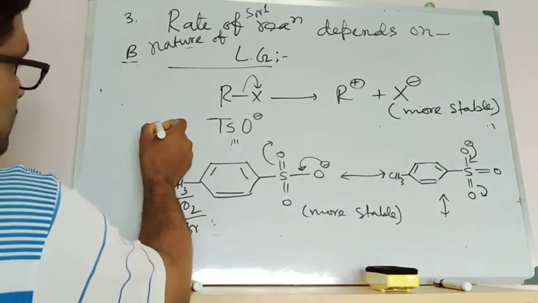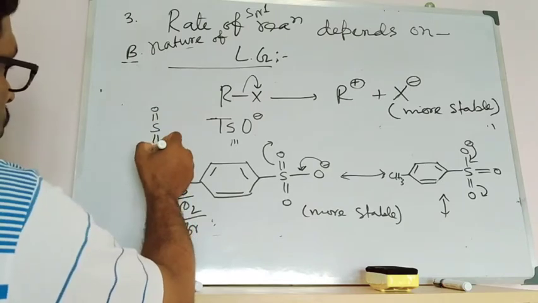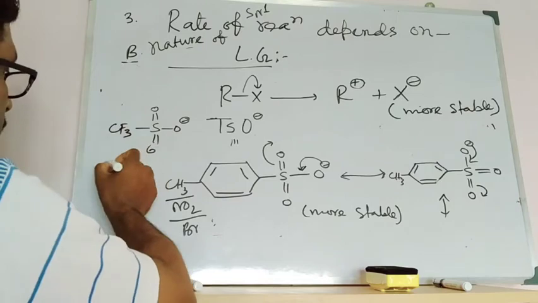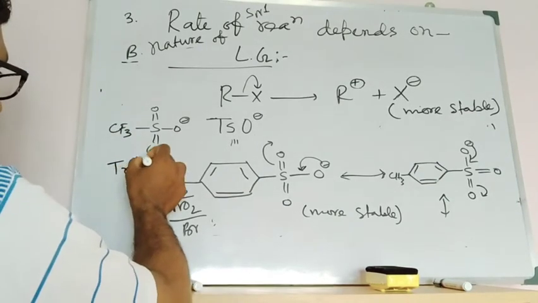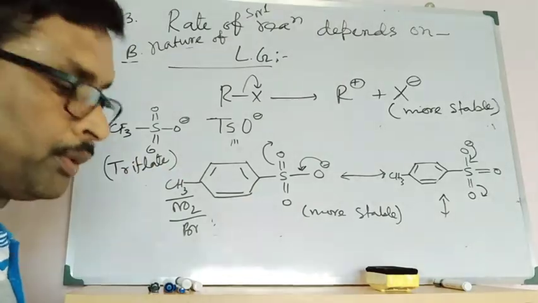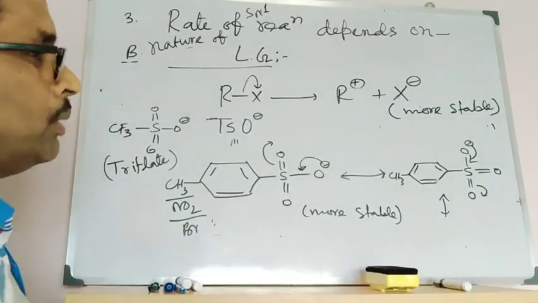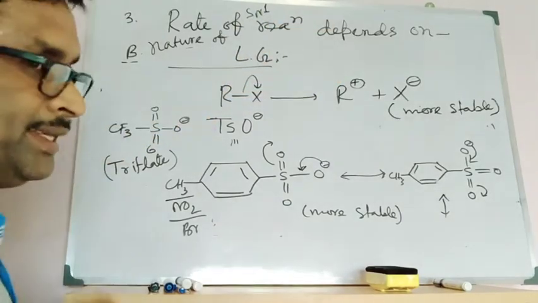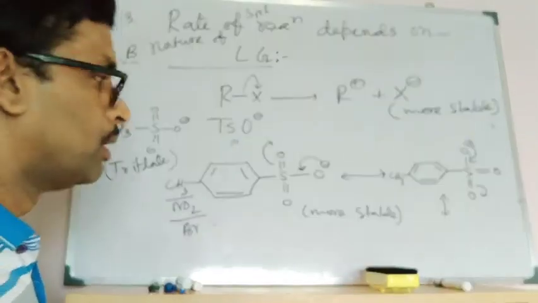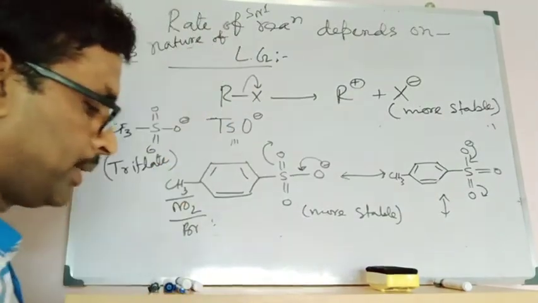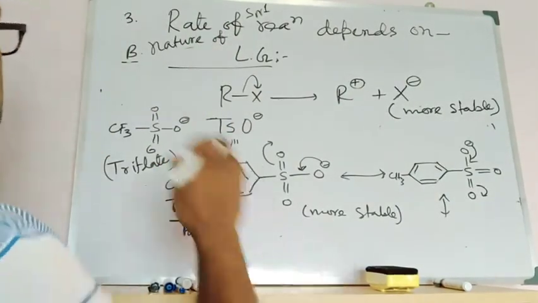Now another is this, S double bond O and O minus. If this one is CF3, it is called triflate. Triflate is known as a super leaving group. So in this way, when such a good leaving group is attached to the substrate, the rate of reaction will be much faster.